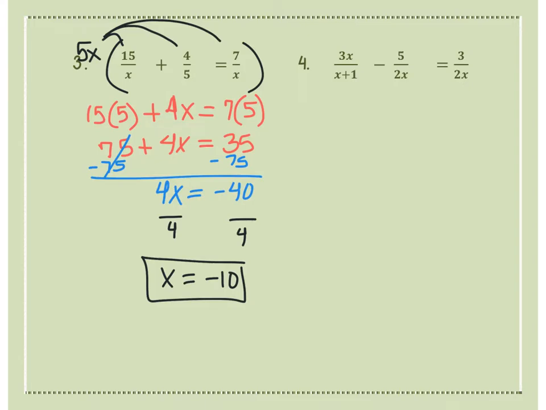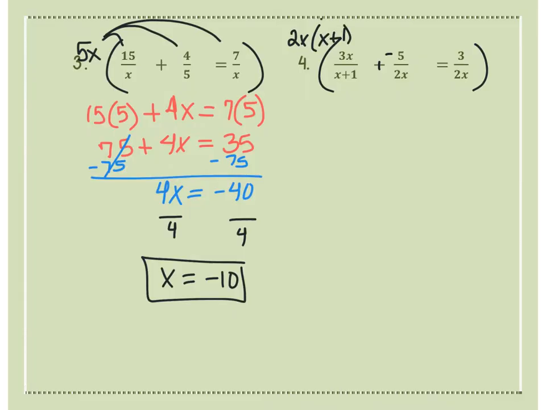Also, don't forget, when you have a minus sign, I like to think about the minus sign on the numerator and change it to a plus sign. So I'm going to multiply this whole thing by a 2x and an x plus 1.